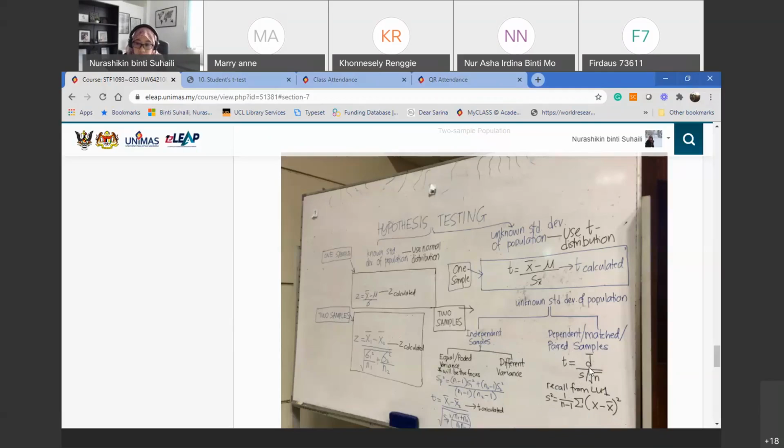And you substitute into this T formula, and you calculate the T, and you compare this calculated T with the tabulated T. Actually, you have the idea already from the previous topic, where you calculate the T, you compare the T with the values in the table, make a decision based on that, and make a conclusion.